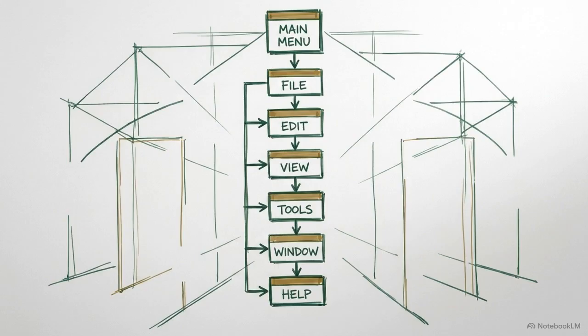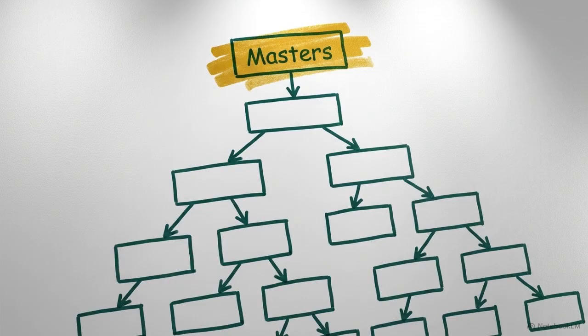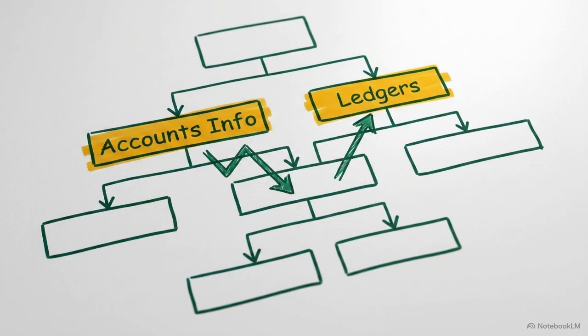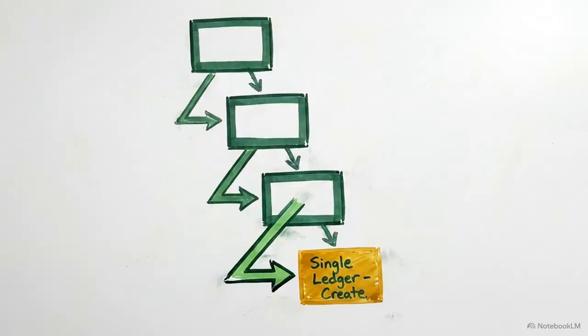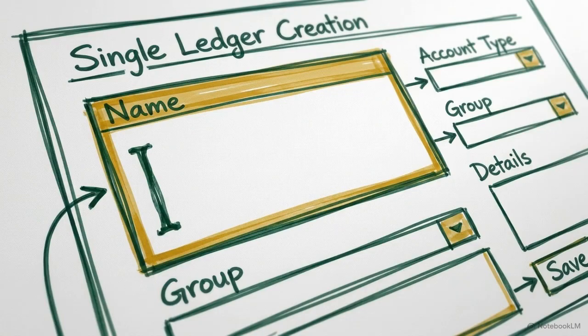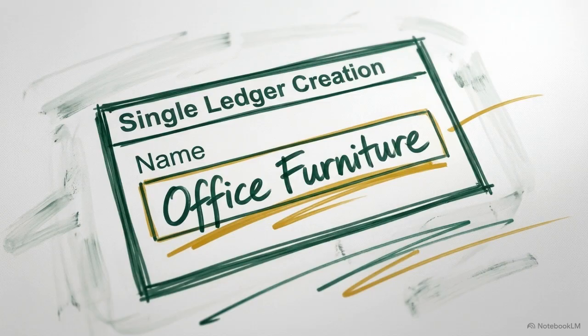This mockup outlines your exact navigation path. From the Master section, you select Accounts Info, click Ledgers, and finally execute Single Ledger Create. Once that screen opens, type the name of your account into the primary field, like Building Account or Capital Account.